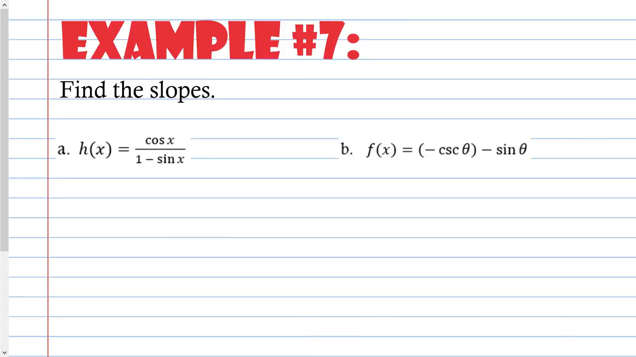Example 7. For example 7, we're just continuing on, it's trig. But we're either using the product rule or the quotient rule, or b, neither. So find the slopes. Again, you have to train yourselves. Slopes means derivative. And we don't have anything to plug in, so I'm not actually finding the exact slope. We're finding a general equation that'll get us the slope at any point. That's what the derivative is.